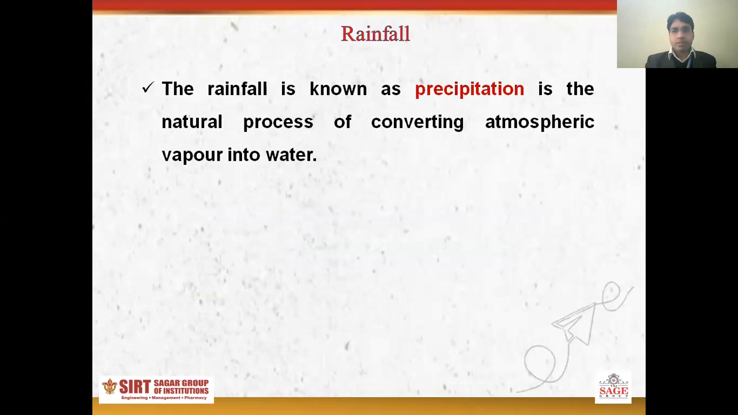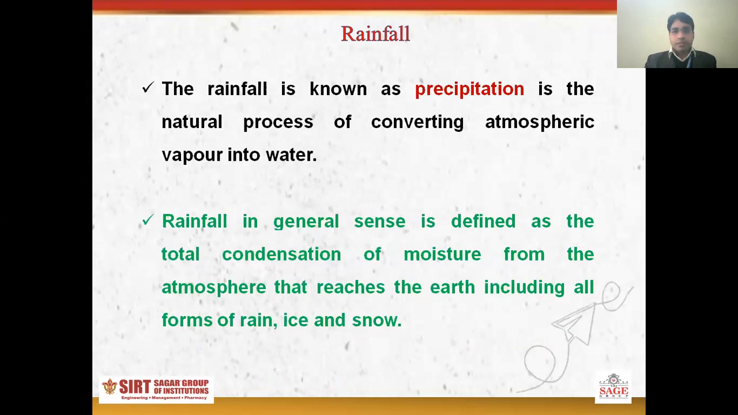Before going to the hydrological cycle, we should know some terms related to hydrology. First one is rainfall. What is rainfall? Rainfall is known as precipitation. It is the natural process of converting atmospheric vapor into water. Rainfall in the general sense is defined as the total condensation of moisture from the atmosphere that reaches the earth, including all forms of rain, ice, snow.